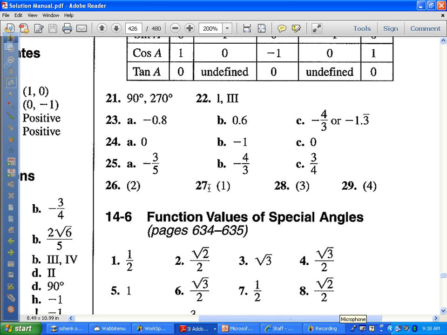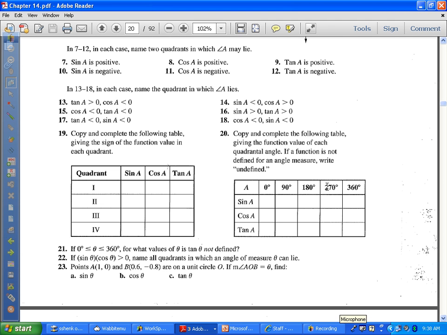27 and 29 were multiple choice. 27 is choice 1. 29 is choice 4. Choice 1 and choice 4. Do we need any repeats? Individuals, do you have questions?